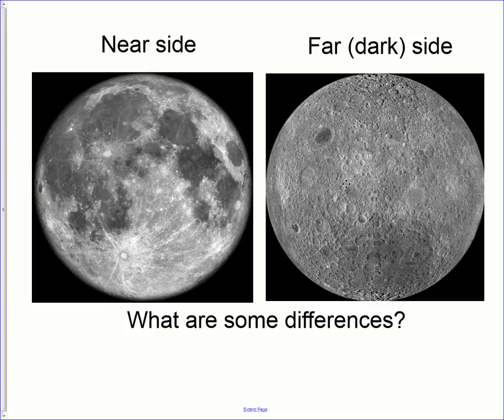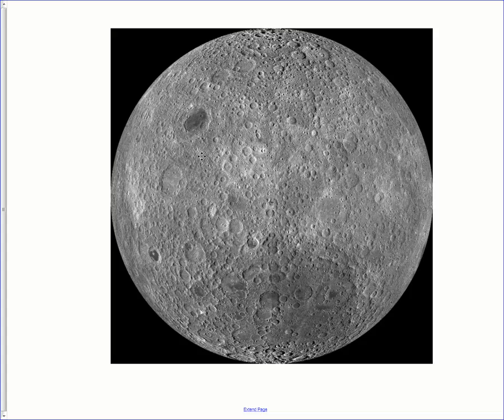If you'll notice, the back side has a lot more craters. We can get a better look at it right here. Many more crater impacts than the side that we're familiar with. That's because the moon kind of acts as a shield or a bodyguard to Earth, and any craters that would impact the near side would have to go through Earth to get there. So the Earth, in a sense, also acts as a bodyguard for the near side of the moon.